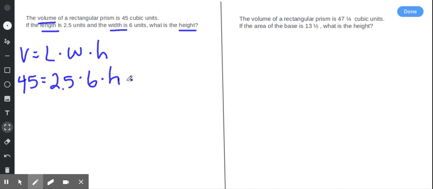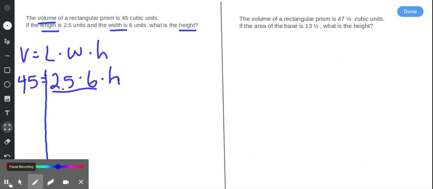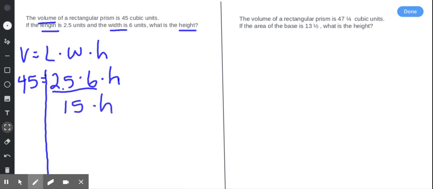And then I'm looking at an equation that I want to solve. I want to solve for h. So like we did in class, I'm going to split my equation down my equals into two different parts. The first step I'm going to do is combine these two. I can do 2.5 times 6. I'm going to do that in my calculator, 2.5 times 6, and that gave me 15. So now I have 15 times h equals 45.